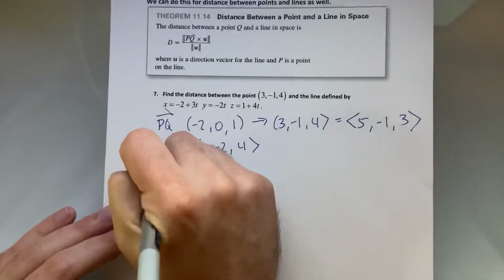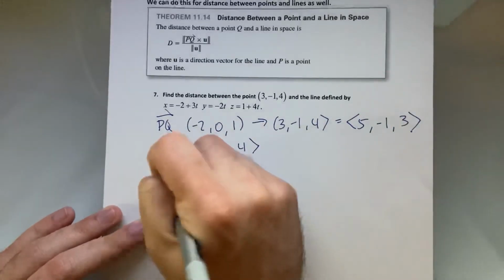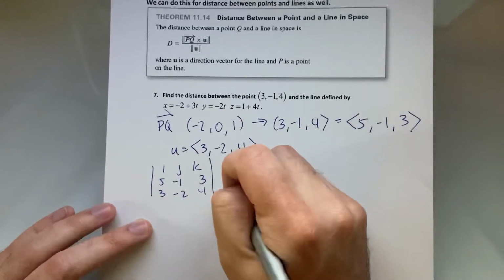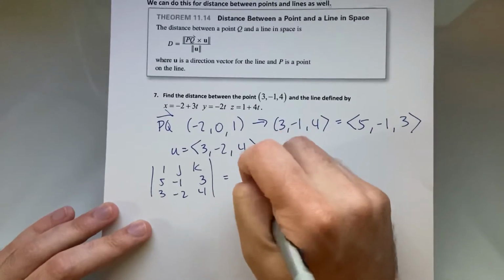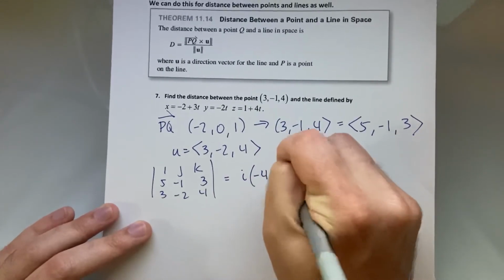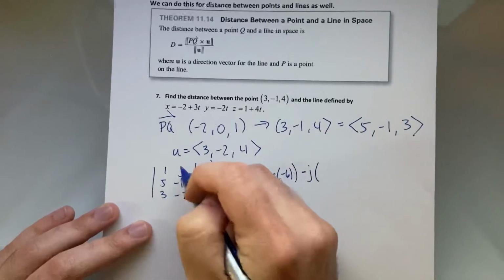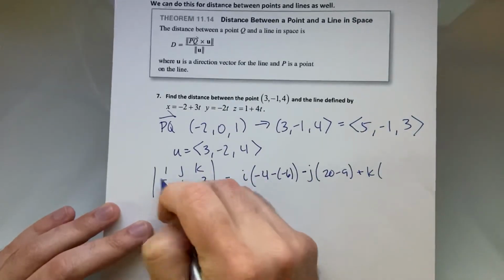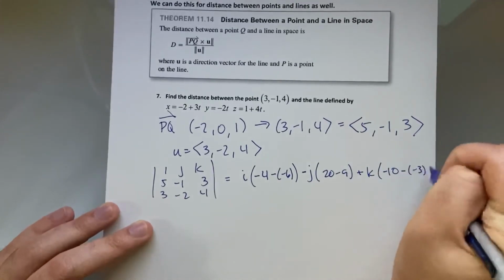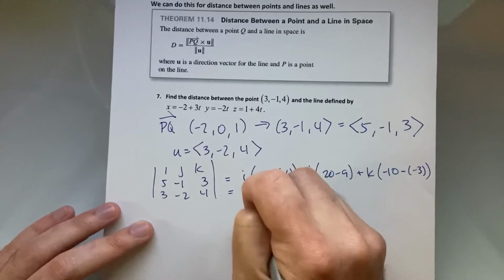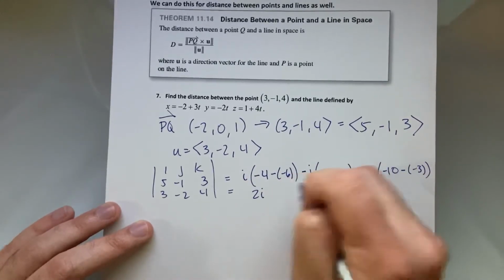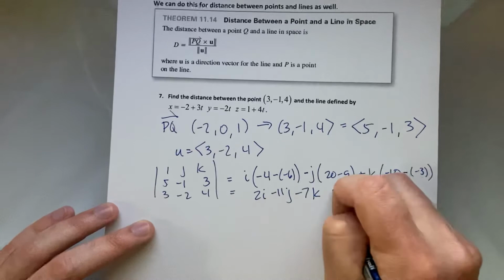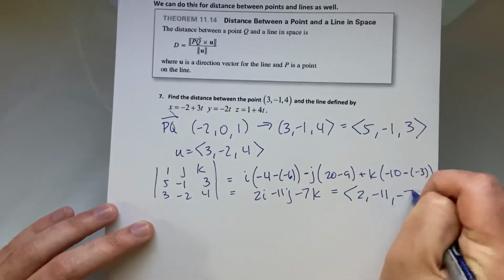Now it says I have to do the cross product, so i, j, k. We have our 5, negative 1, 3, our 3, negative 2, 4 between our two vectors. So this is i times negative 4 minus negative 6, minus j times 20 minus 9, plus k times negative 10 minus negative 3. So this is 2i plus minus 11j, excuse me, minus 7k, which is the vector 2, negative 11, negative 7.